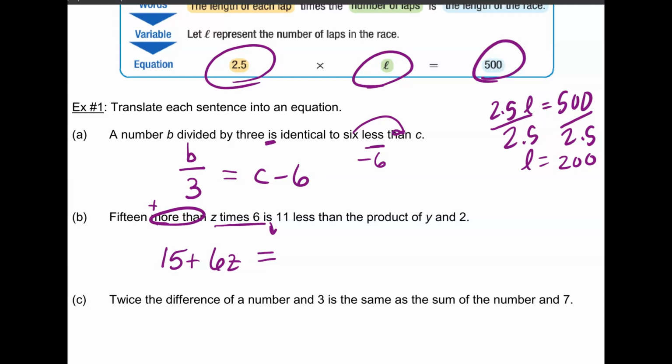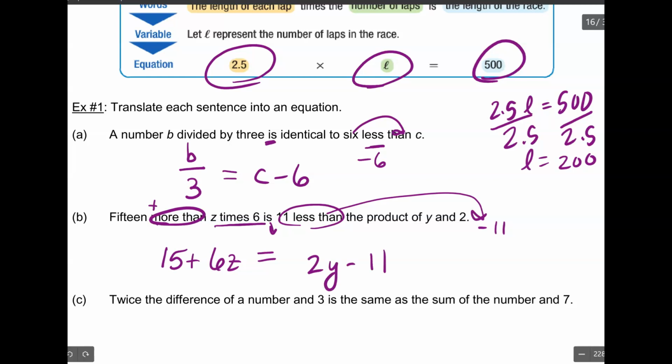11 less than the product. So the whole less than means it goes on this end, it means minus 11. The product of y and 2, so that's 2 times y minus 11. Why can't it be 11 minus 2y? Because it's 11 less than. So it has to be, we're subtracting 11. 11 less than this. Cool?